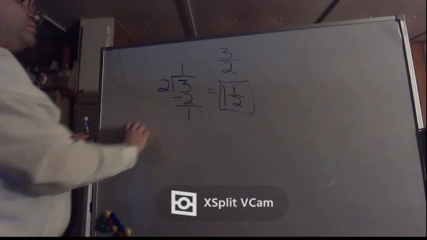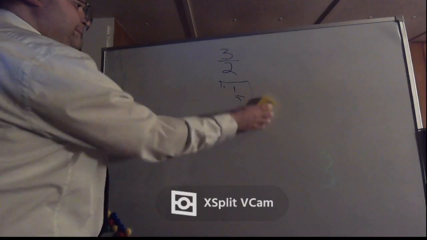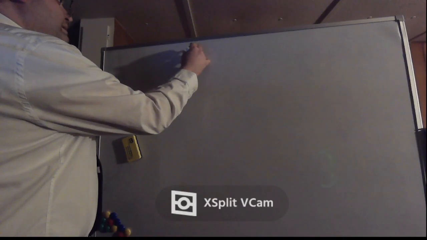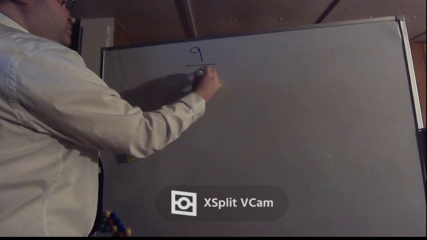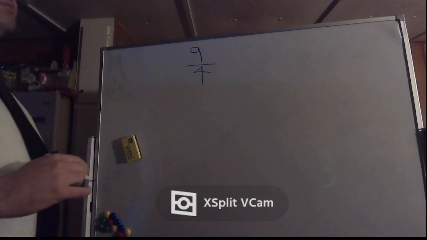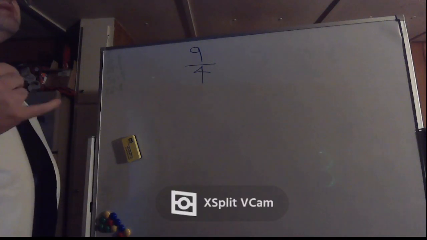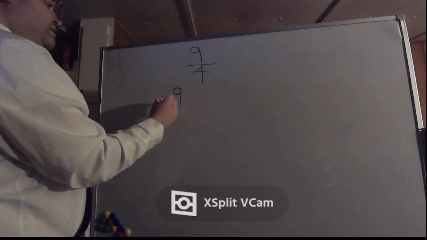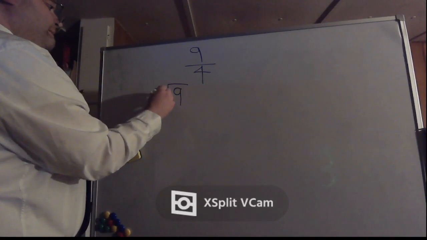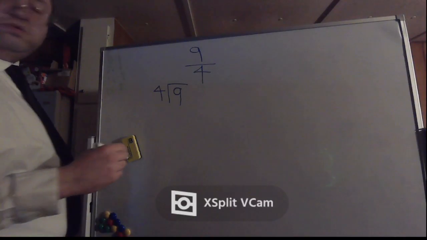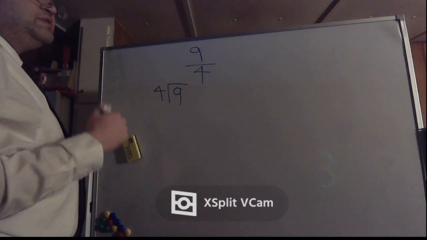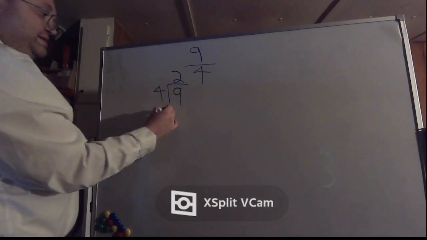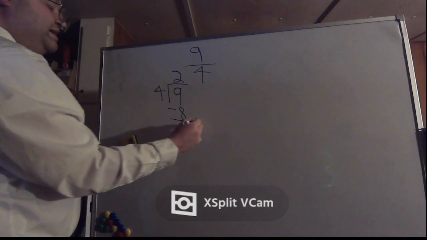And so I do have some more examples here. Let's say I give you 9/4. Well, that's an improper fraction. We want to convert that to a mixed number. So again, you're going to take what's in the numerator, the 9, you're going to divide that by 4. Do some long division. Well, 4 goes into 9 how many times? 2 times. 2 times 4 is 8. So you'll have 9 minus 8, which is 1.